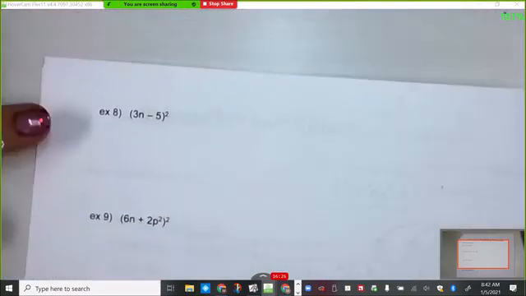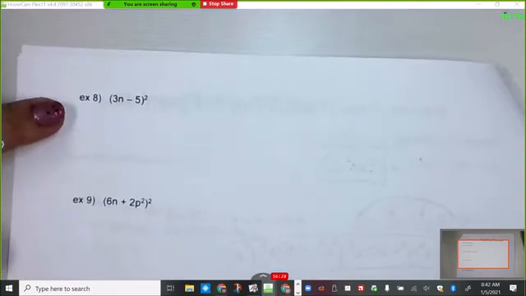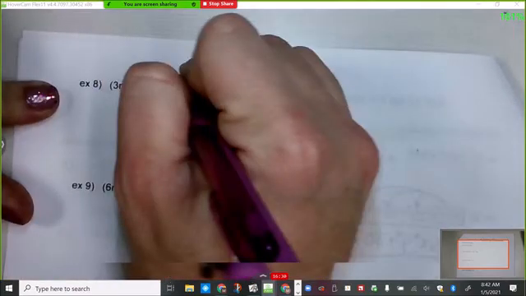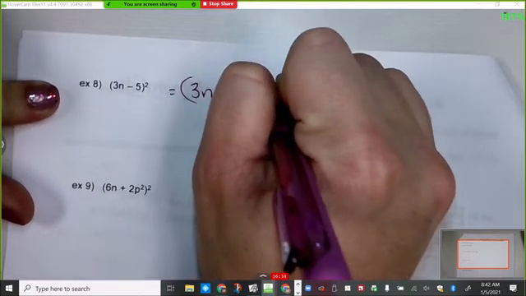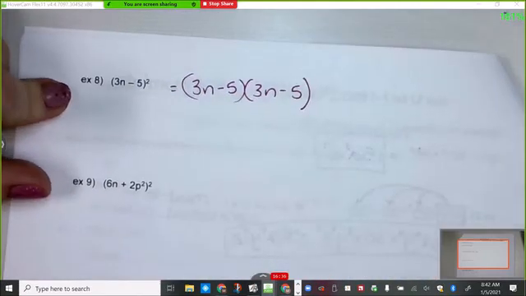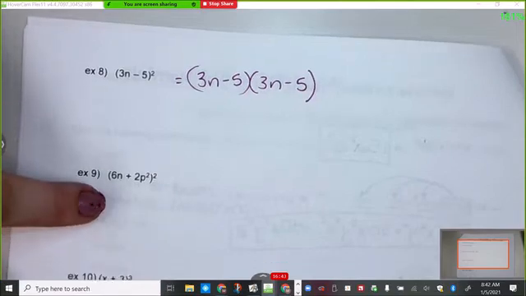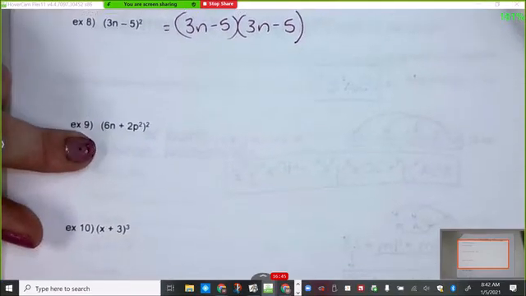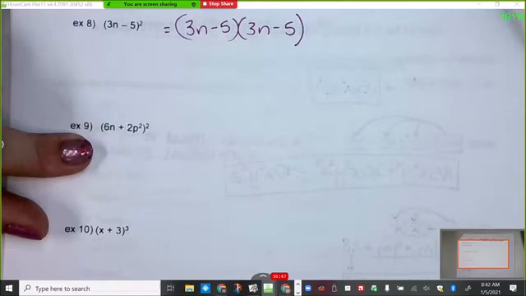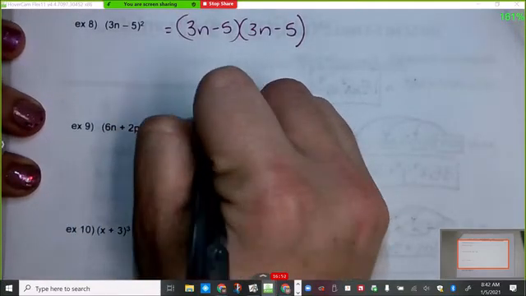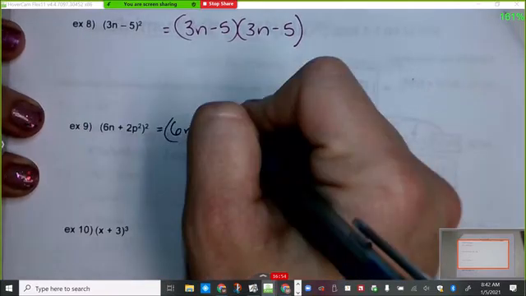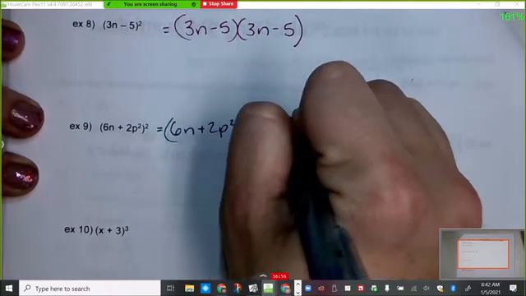So do you think example 8's any different? No, so I'm not going to go over it, but I am going to set it up. 3n minus 5 times 3n minus 5. That's how you would work it out. Okay? I am going to do example 9 just because it gets a little tricky, and there's another rule I want to talk about. Okay? So again, it's just squared. 6n plus 2p squared. 6n plus 2p squared.